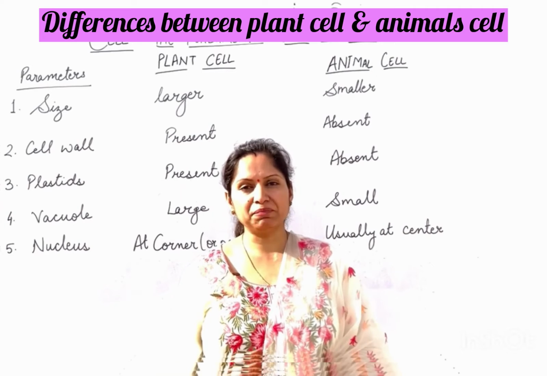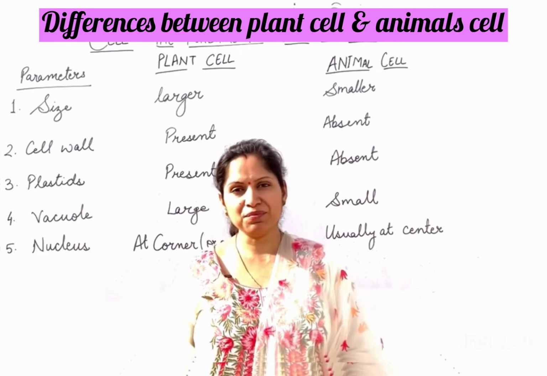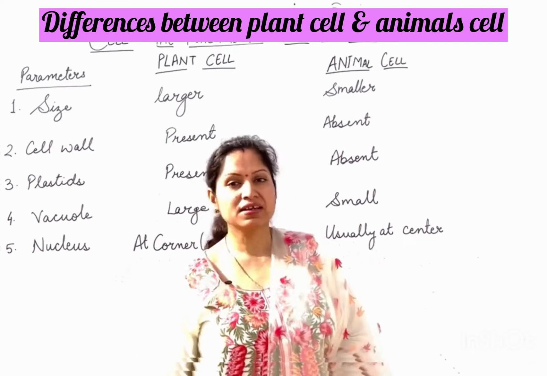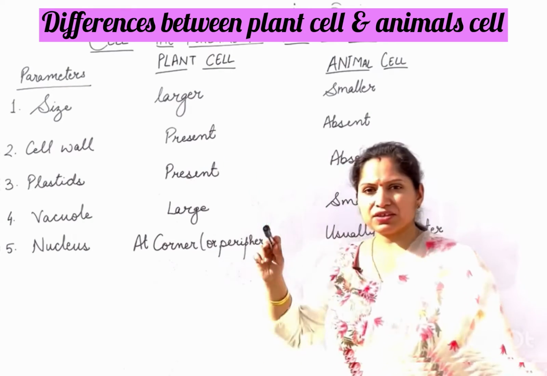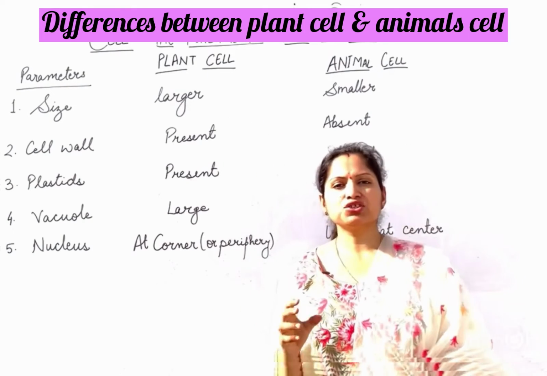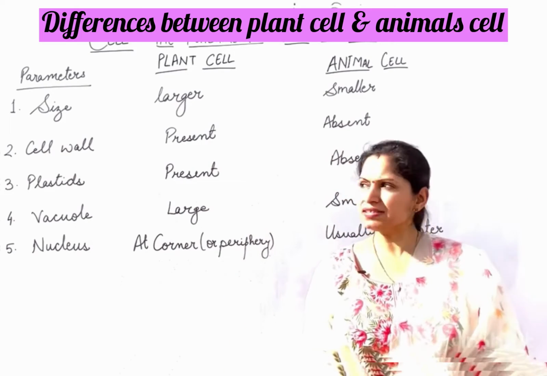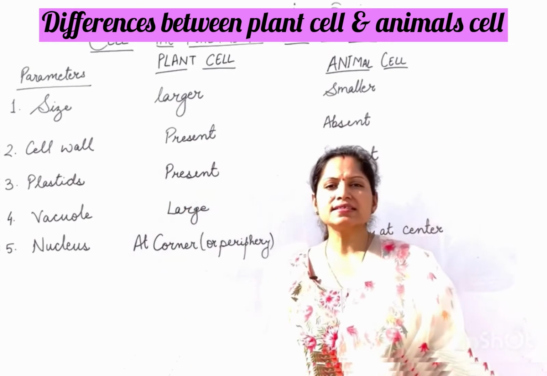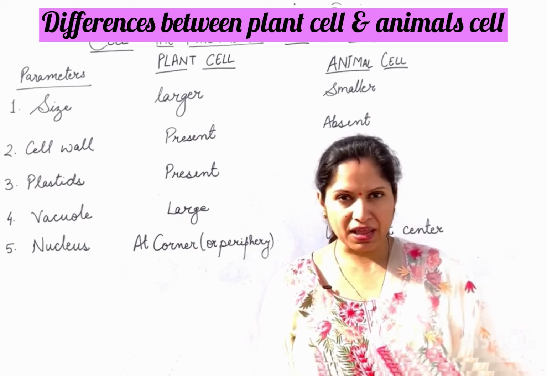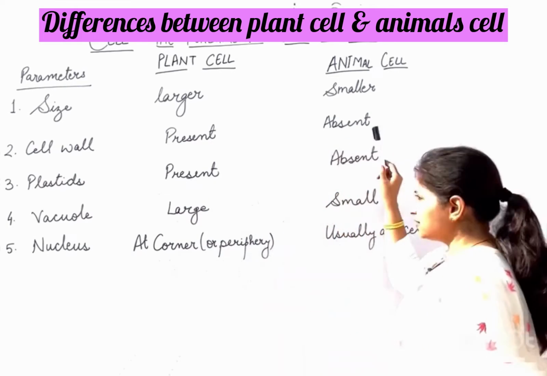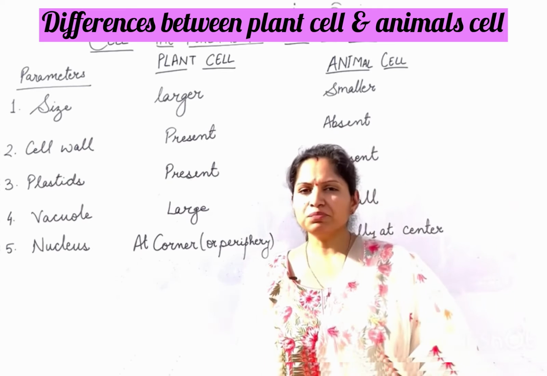Now let's discuss the difference between the plant cell and animal cell, which is a very important question for your exams. The first difference is based on the size. A plant cell is usually larger in size as compared to an animal cell. The second point is cell wall. It is present in a plant cell whereas absent in animal cell.